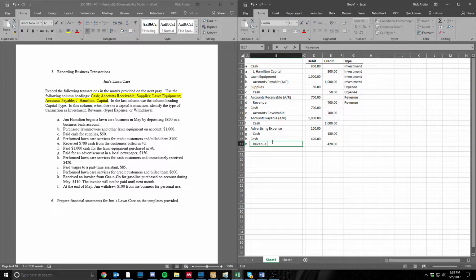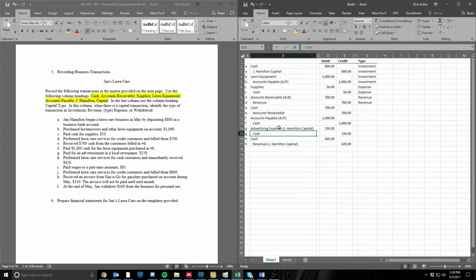Now, what I'm going to do is I'm going to say J Hamilton Capital, because this chapter is actually asking you to directly use the capital account. But in future reference, or in future chapters, we'll be using revenue or income accounts, and we'll be using expense accounts instead of the capital account. But I want you to understand what this chapter is asking you to do as well.